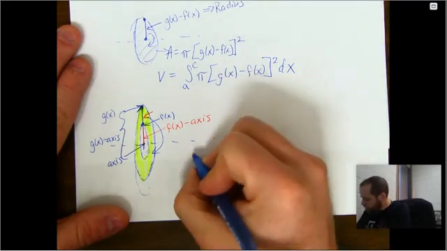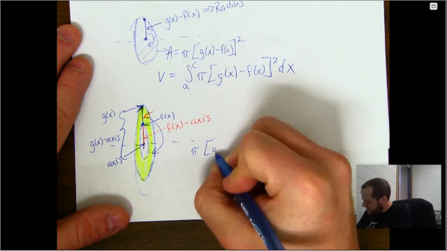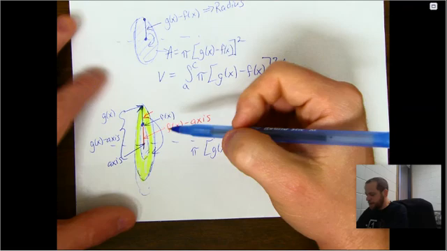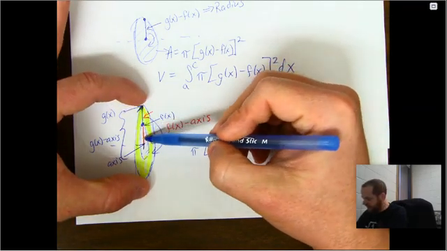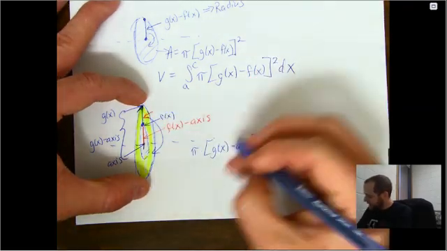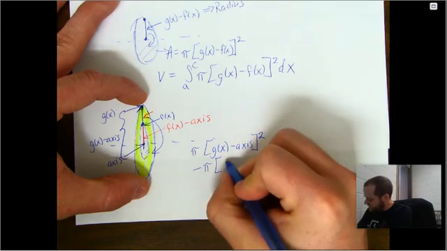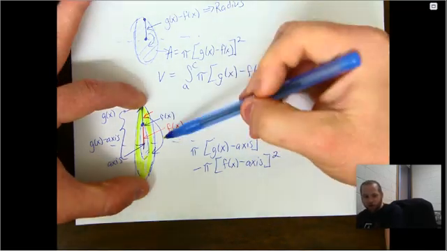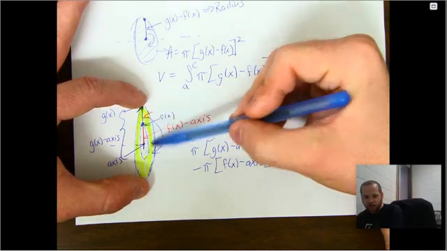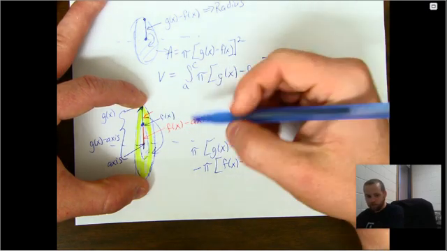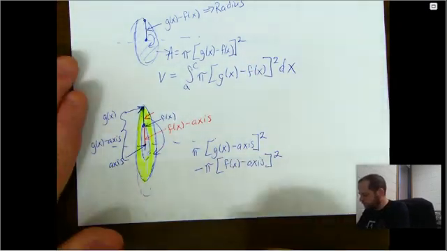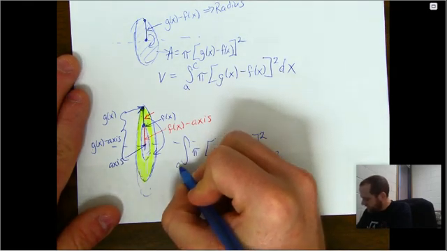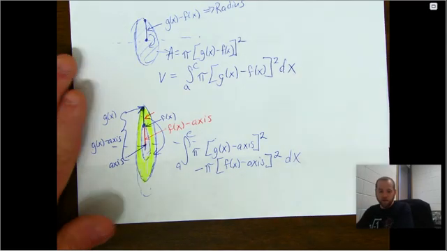So that means if I do pi times the big radius squared, that's the big circle because that's the entire radius, minus pi times f minus the axis squared, that would represent just the area of the outside of that small circle, the washer, if you will. So if we add those up from, let's say, A to C, then we're done.